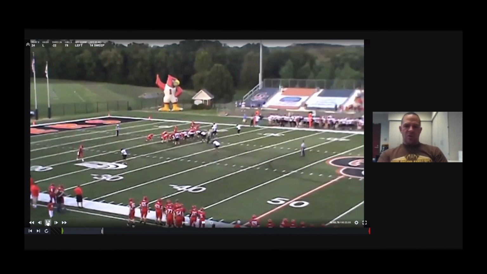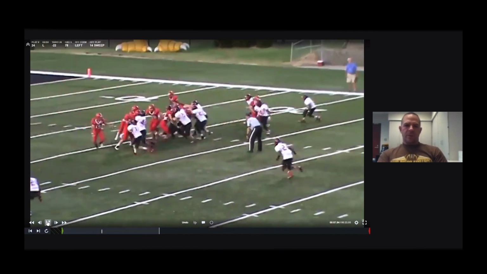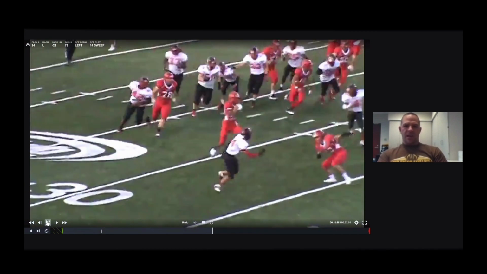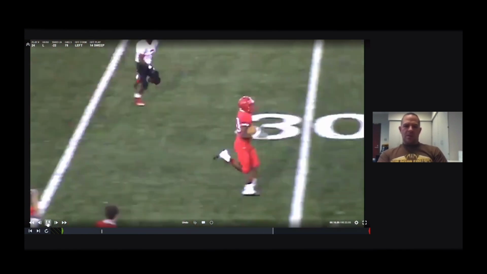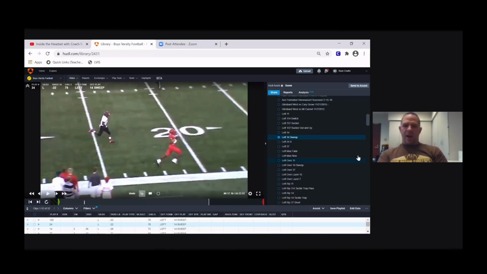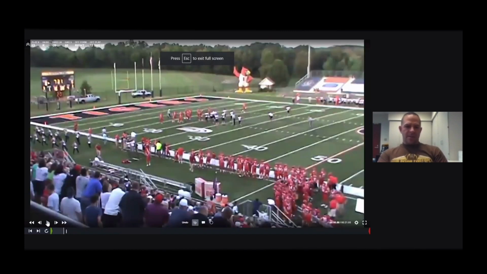Here's left belly sweep. Scott County, again, just does a great job. We can run belly sweep, obviously, out of right formation as well. So here would be right belly sweep. More Scott County.